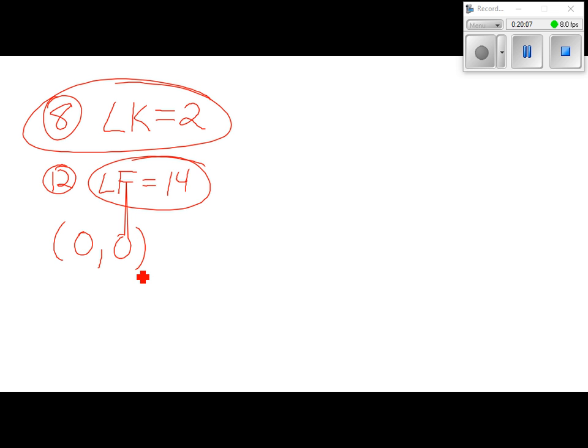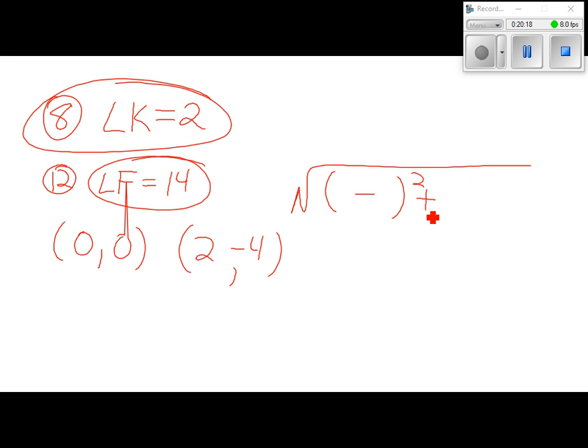So what's one of the points? 0, 0. What's the other one? 2, -4. What's my x's? 0 and 2, so 2, 0. What's my y's? -4, -0. So I'm probably going to do it this way. Plug that into your calculator, see what you come up with.